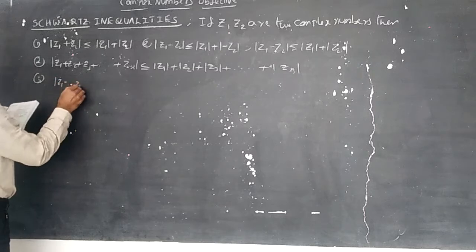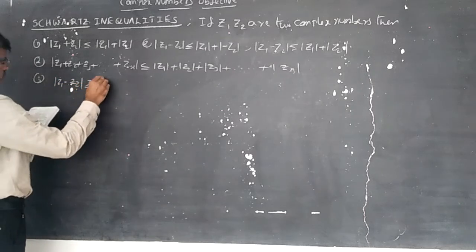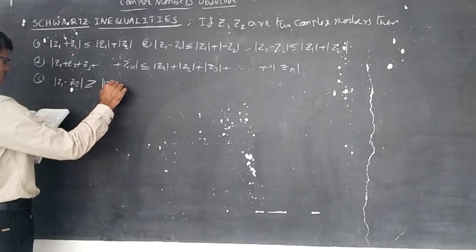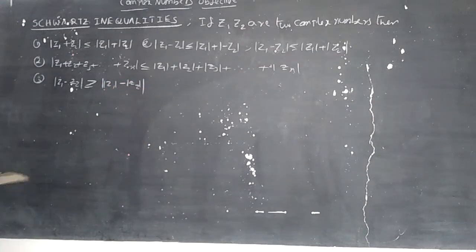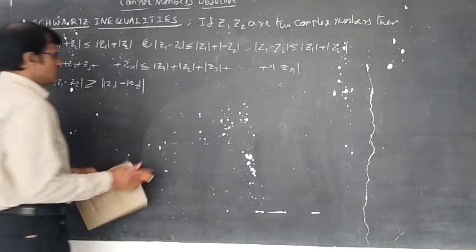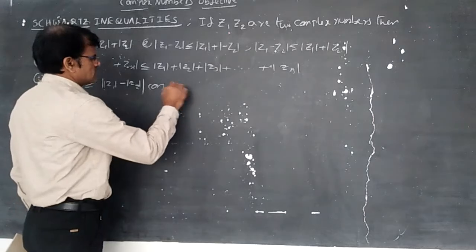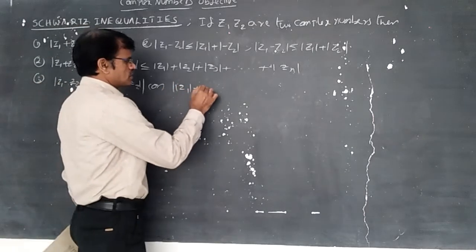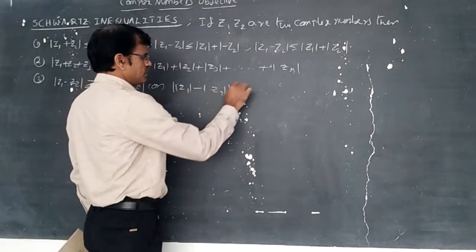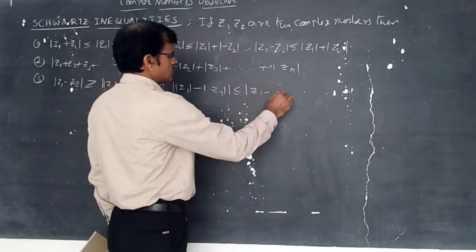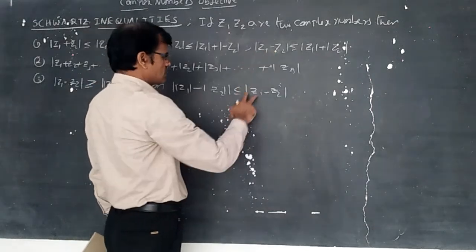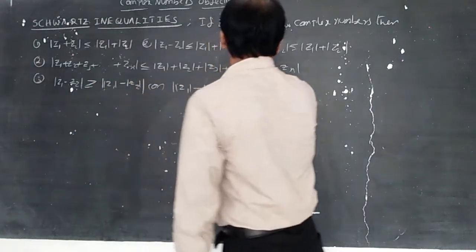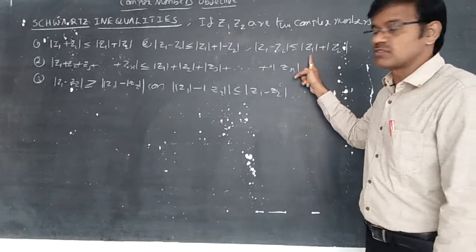Third one: modulus of Z1 minus Z2 is greater than or equal to modulus of Z1 minus modulus of Z2. Or someone used to say it like this: modulus of mod Z1 minus mod Z2 is less than or equal to modulus of Z1 minus Z2. Depending upon this, you don't think that this and this are different; it is the same. Modulus of Z1 minus Z2 is also less than or equal to modulus of Z1 plus modulus of Z2.